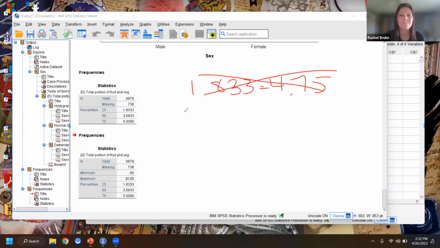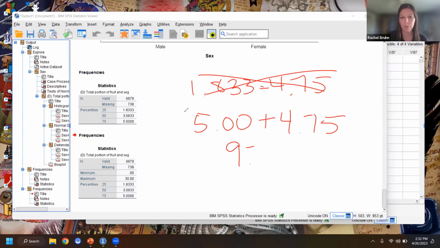So this is okay. We're going to then take our 5 and add, because we're extending to the right, we're adding that 4.75. So we're going to have 9.75. We're using that as our cutoff, and so any value that's above 9.75, we are going to change in our data set.